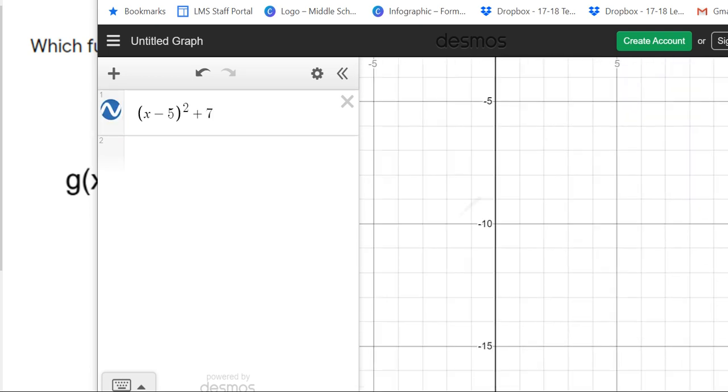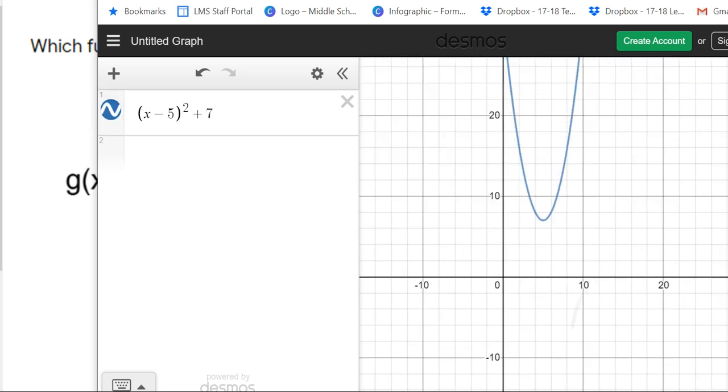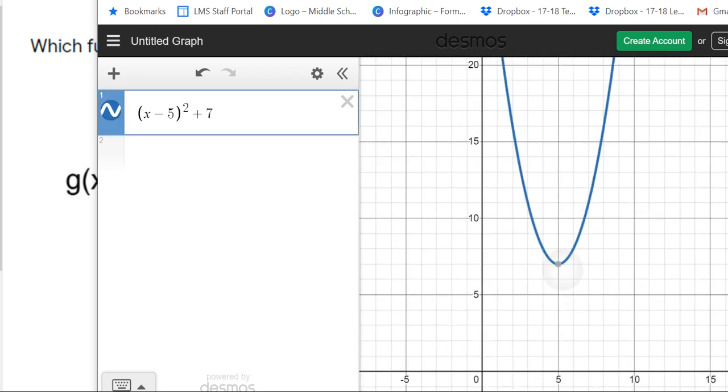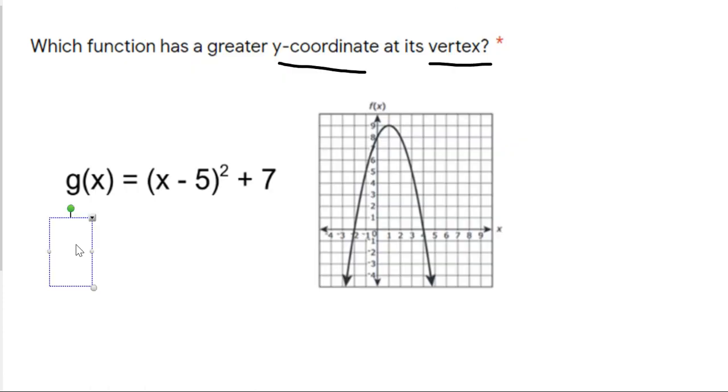The function is (x minus 5) squared plus 7. Okay, and I don't see the parabola, so I'm just going to zoom it in. Oh, here we go. Okay, so here's the vertex. The vertex is (5, 7). Hopefully you knew just from looking at the plus 7 that 7 would be the y-coordinate of the vertex. If you didn't know, that's why we have the graphing calculator to help you out. And you see that the y-coordinate of this vertex is 7.